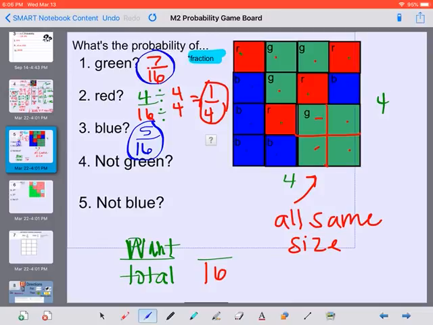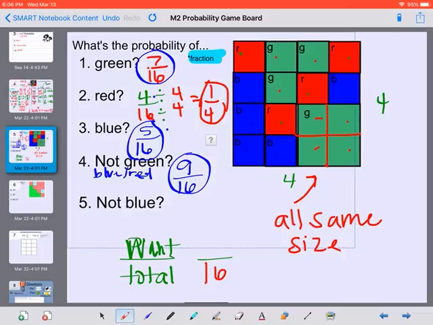How many are not green? So not green means how many are blue or red. So we're going to add those two together. So blue, there was 5, and red, there was 4. So total, how many are not green? 9 out of 16 are not green.